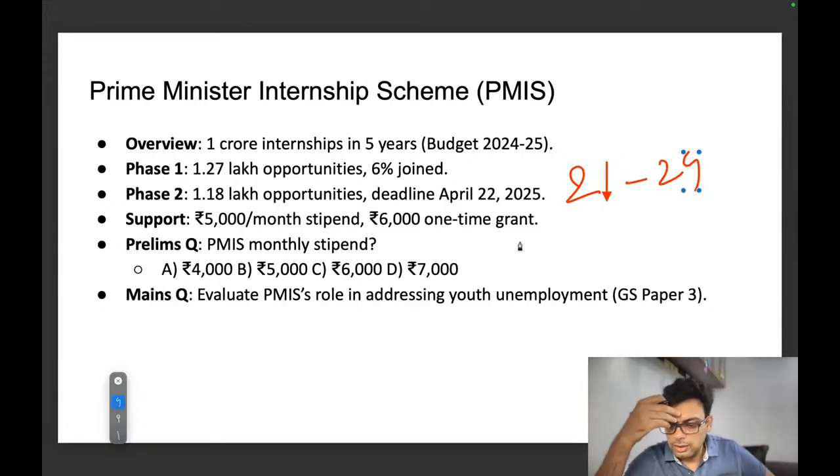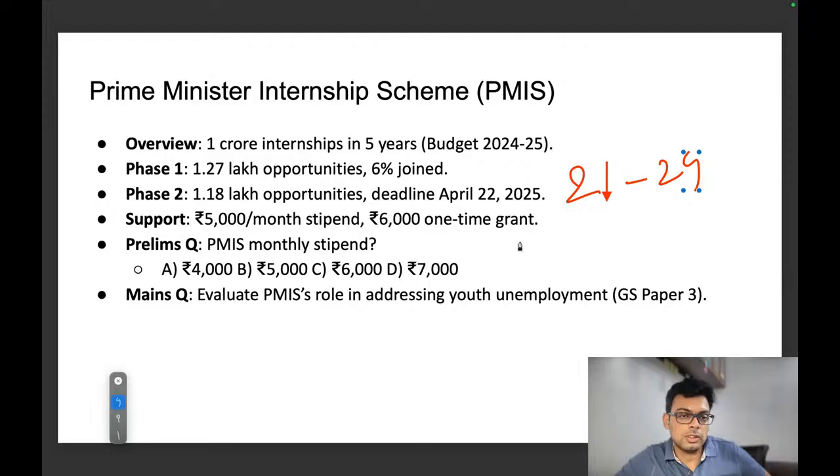You should not be in full-time education or employment, and you should be at least 10th or 12th pass, a graduate, ITI, or have a diploma in order to become eligible for this internship program. It supports a 5,000 monthly installment, and then a 6,000 rupees one-time grant. It also provides insurance. It seems a good scheme. It can be applied through pminternship.mca.gov.in, and the deadline was 22nd April 2025.